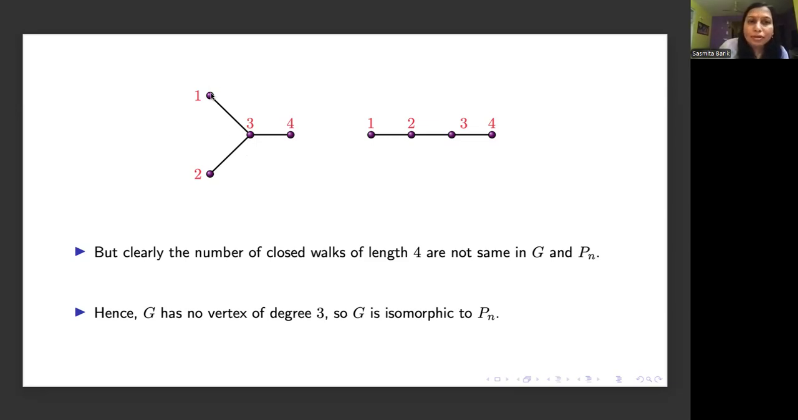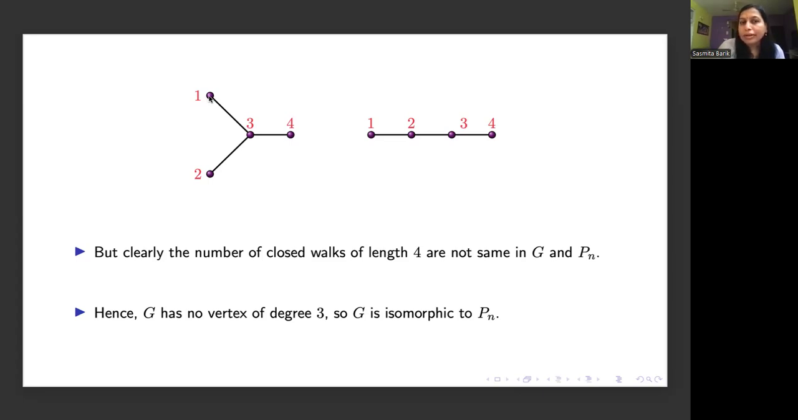So if I want to calculate how many closed walks from 1 to 1, basically I'll go from 1 to 3, and then I can come back and again go and again come back. That will give me one closed walk of length 4. And then from 1 I can go to 3 and then 4, and then I can come back to 3 and then 1. That will give me another closed walk. And from 1 I can go to 3 and then go to 2 and then come back again. So that will give me another closed walk. So 3 closed walks are there from 1 to 1.